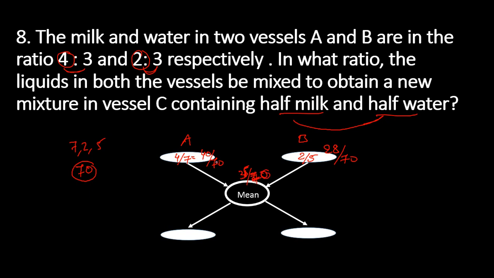Now the process will become very simple. 40 by 70 minus 35 by 70 is how much? 5 by 70. 35 by 70 minus 28 by 70 is how much? 7 by 70. We have to take the ratio. 70 will get cancelled, so the ratio is 7:5. We have to add A and B in order to get half milk and half water. The ratio must be 7 by 5.